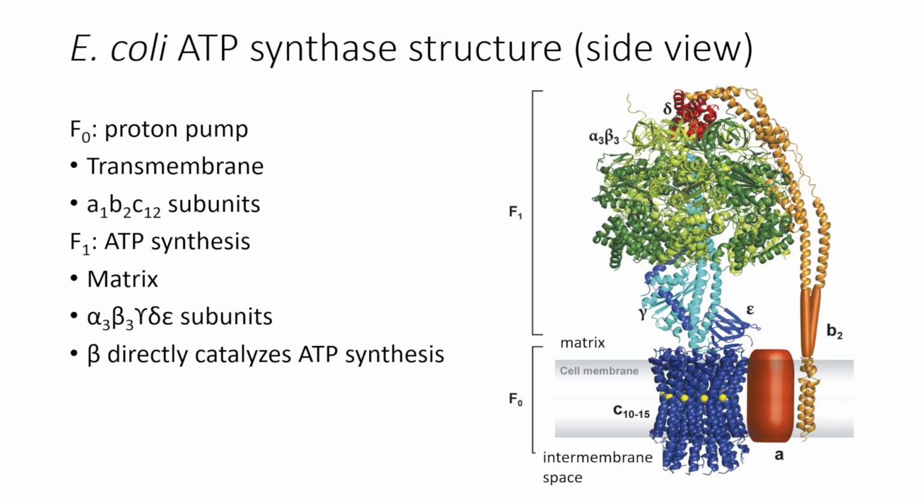So there are two main domains of ATP synthase. First is the F0 domain. This domain is the proton pump, and it is embedded in the cell membrane. So this is the transmembrane domain of ATP synthase. And then the F1 domain, shown here at the top, extends into the matrix of the mitochondria. So like we mentioned, this protein ATP synthase is embedded in the inner mitochondrial membrane. So the F0 domain is in the inner mitochondrial membrane, and the F1 domain extends out into the matrix.